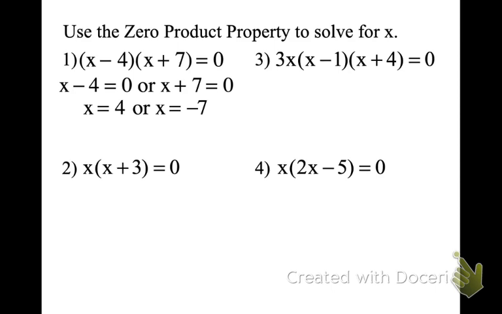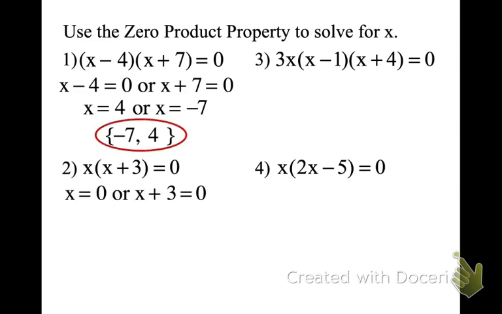The next one, I'm setting x equal to 0 and x plus 3 equal to 0. So we know that on the first one, the solution is 0. If I subtract 3 from both sides, I get x equals negative 3. So my solutions are 0 and negative 3, and we put them into the braces for the solution set.